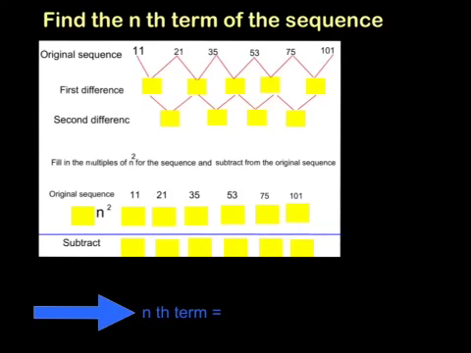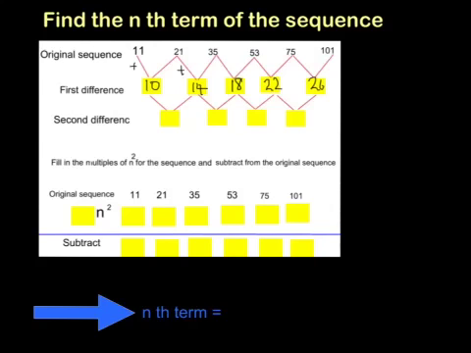In this case, the first difference is 10. And the next one would be 14. It's going up by 4, we're adding. The next one is 18, 22, and 26. If you notice, when you add 11 plus 10, you get 21. And when you add 21 plus 14, you get 35, and so on.